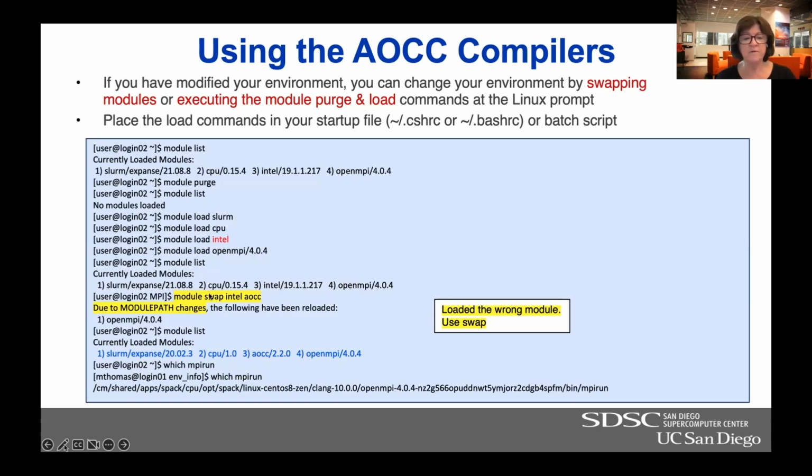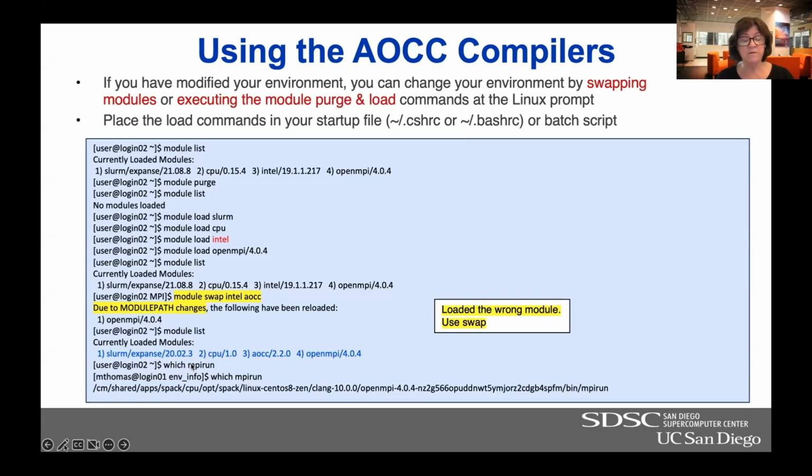So you can do something cool called module swap Intel for AOCC. Now, if you're getting really picky, you may have to actually explicitly pick the particular version of a compiler that you want. But I go ahead and I run this command and I get back a message, due to module path changes, the following have been reloaded. So the system for me figured out I need a different OpenMPI and it fixes that. Now I list, I've got Slurm, I've got CPU, I've got AOCC, OpenMPI.